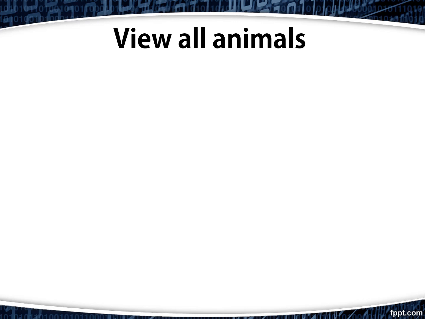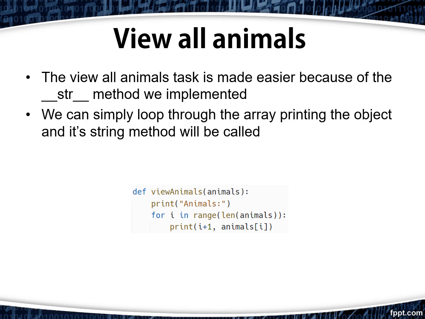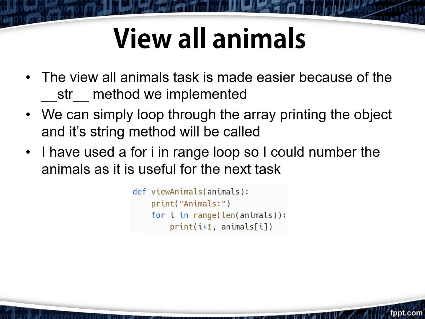The view all animals subroutine is made easier because of the string method we implemented. We can simply loop through the array printing the object, and its string method will be called in each case. I've used a for i in range loop so I could number the animals as it's useful for the next task.